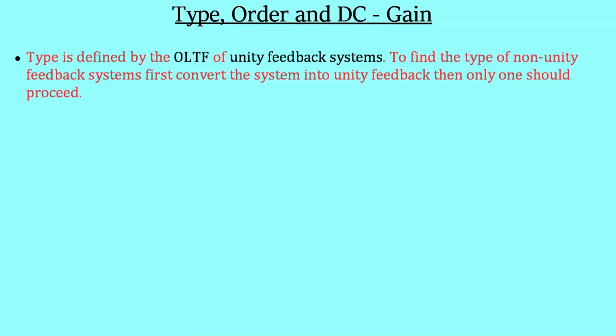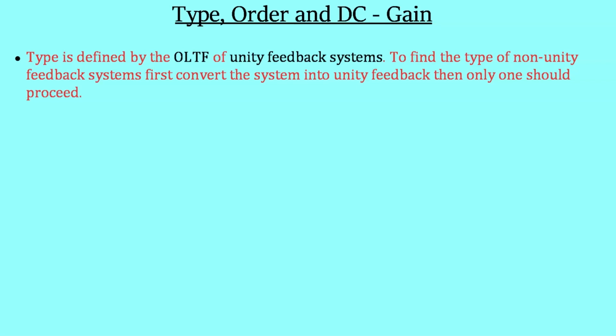One very important point you have to keep in mind is that the type of a control system is defined by the open loop transfer function of unity feedback systems only. If we have to find the type of a non-unity feedback system, then we first have to convert the system into a unity feedback system, and then only we can find the type of the system. It is quite easy to convert a non-unity feedback system into a unity feedback system.